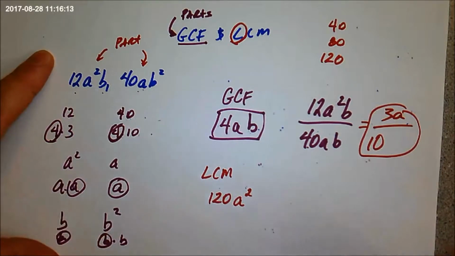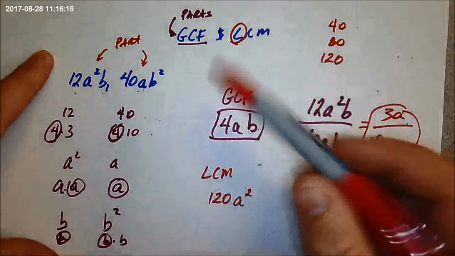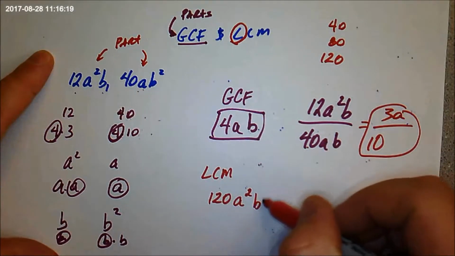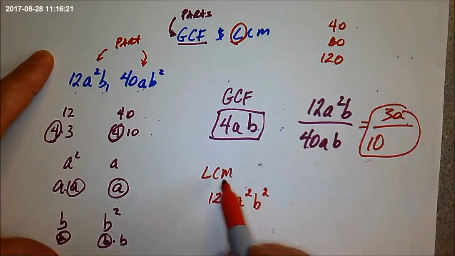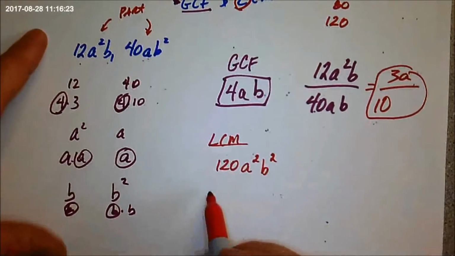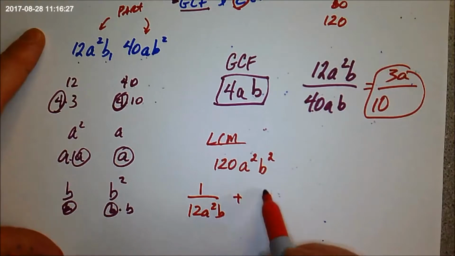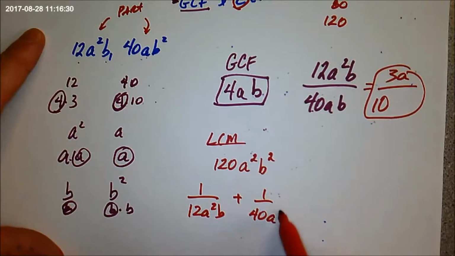And we have the same argument for the b and the b squared. We're looking for what's the smallest thing that b squared divides into and b also divides into, and that would be b squared. Now, where this comes into play is you might be adding something like these two things together.